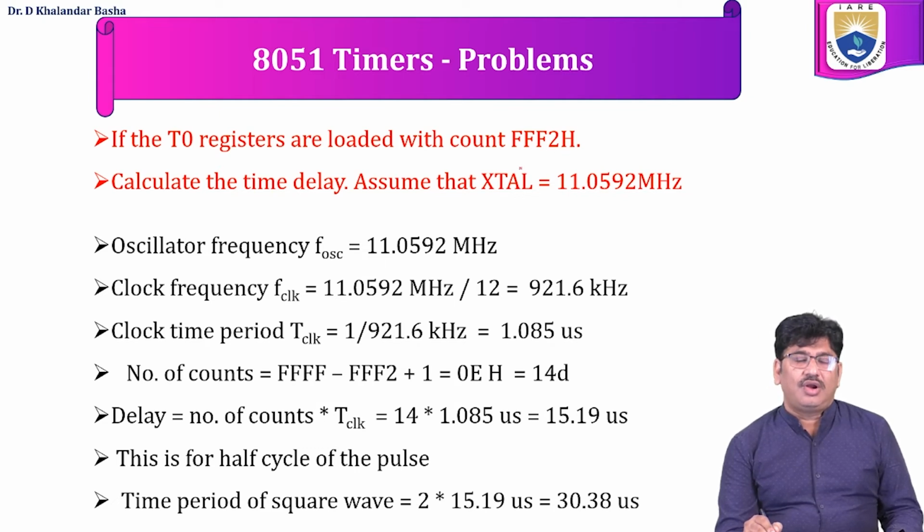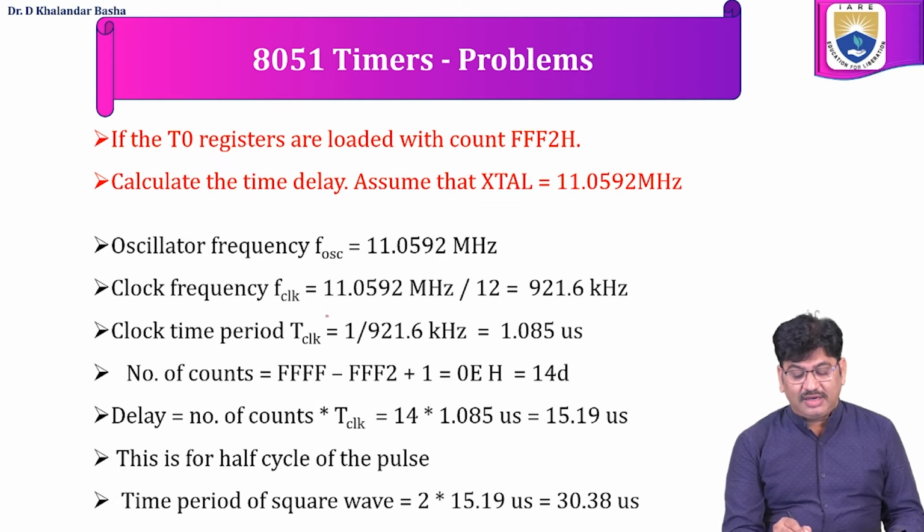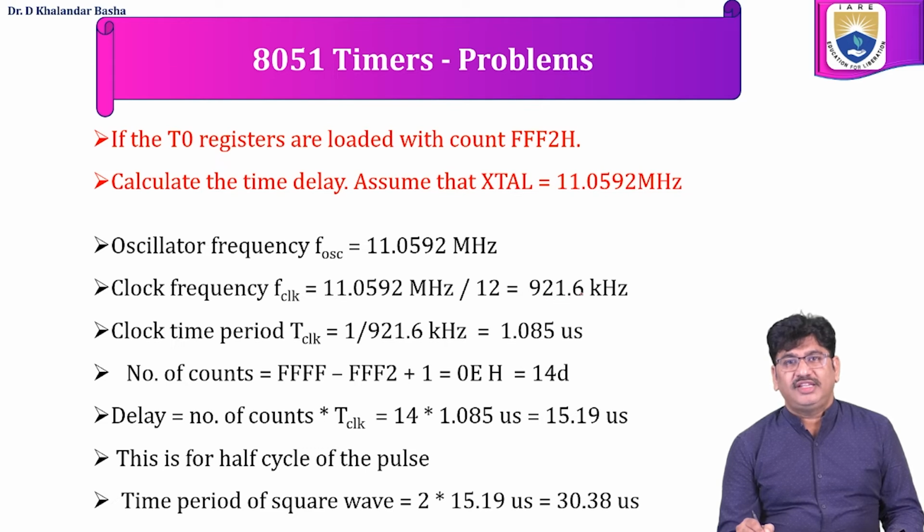For calculation of the frequency of the square wave, the assumed XTAL1 for the 8051 is 11.0592 MHz, which is the oscillator frequency. From this, we will calculate the clock frequency. F clock is equal to 11.0592 MHz divided by 12, which gives 921.6 kHz. The clock period T clock is equal to 1 by F clock, which is 1 by 921.6 kHz, which will give us 1.085 microseconds.